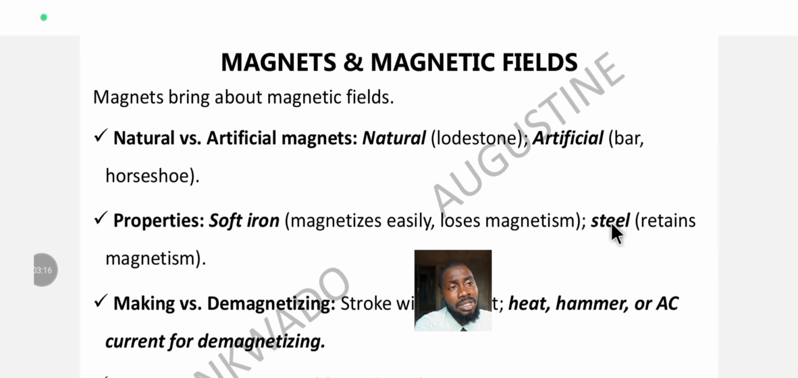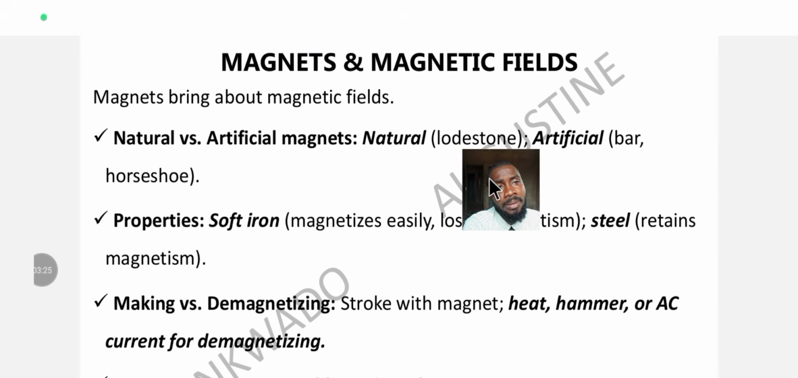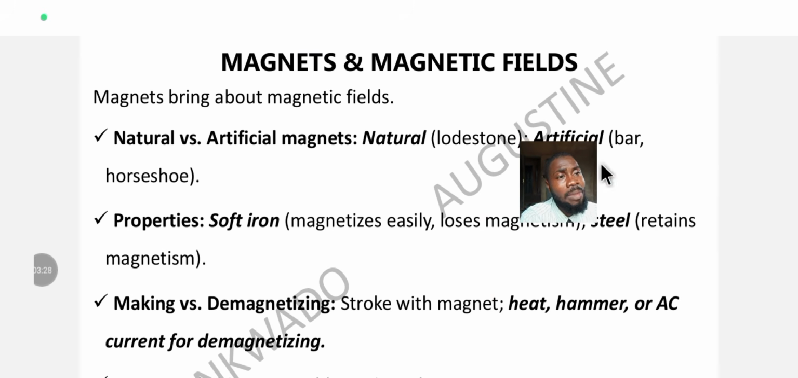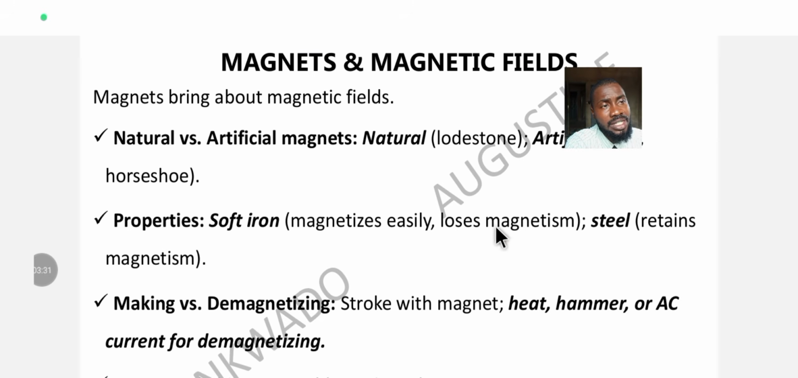Then steel retains magnetism. That's the difference between the soft iron magnet and the steel. Steel retains magnetism for a long time. So it's easy to magnetize iron, and it loses its magnetism so quickly, but it's harder to magnetize steel, and steel retains magnetism for a long period of time.